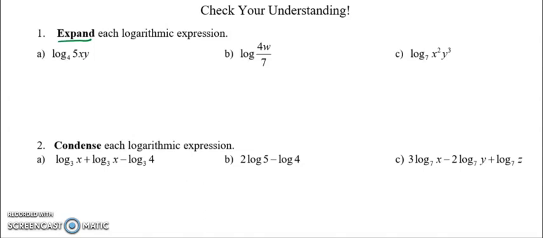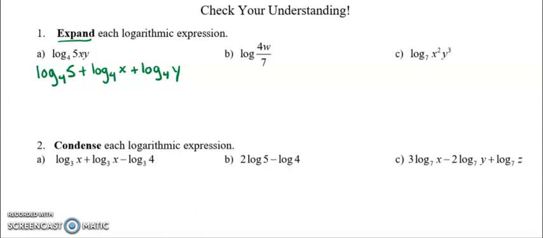So since we have multiplication between the 5 and the x and the y, we're going to split that apart using addition. So we'll have log base 4 of 5 plus log base 4 of x plus log base 4 of y. So they all get separated with addition.